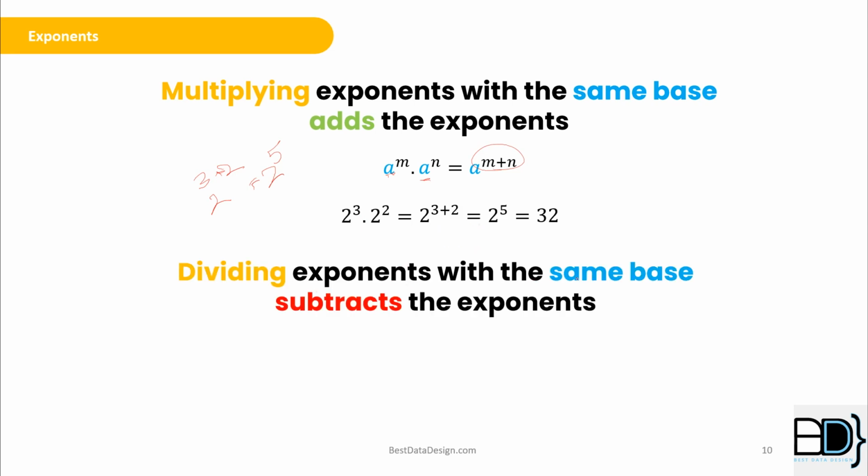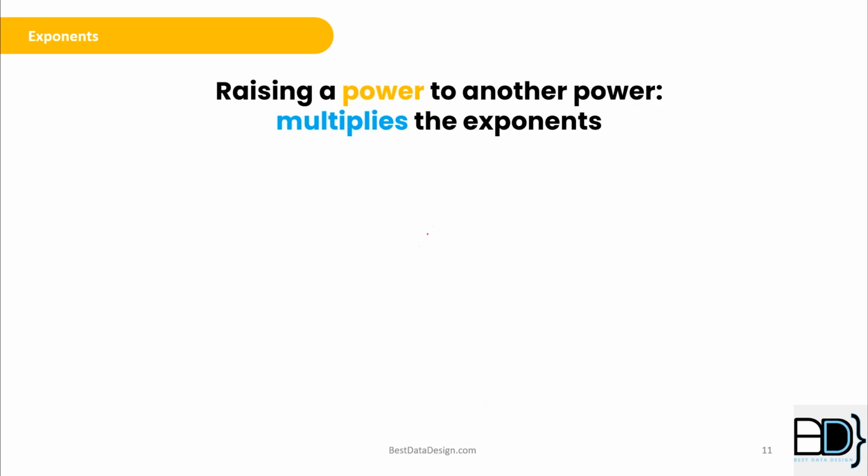Dividing exponents with the same base subtracts the exponents. So in this case, we subtract the powers, which will be 5 to the power 6 minus 2, which is 5 to the power 4. Raising a power to another power, we multiply the exponents. So when there are two powers, we just multiply them. So in this case, 3 to the power 2 multiplied by 3, which is equal to 3 to the power 6.